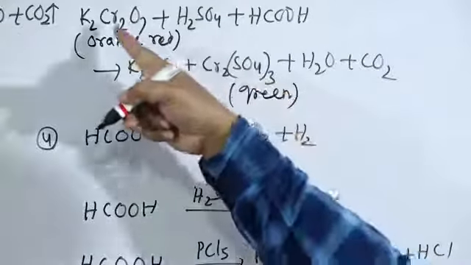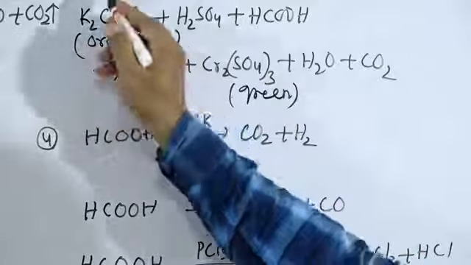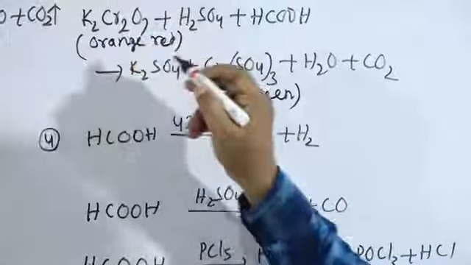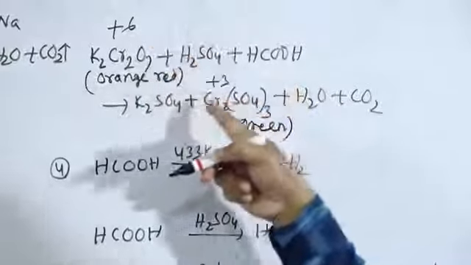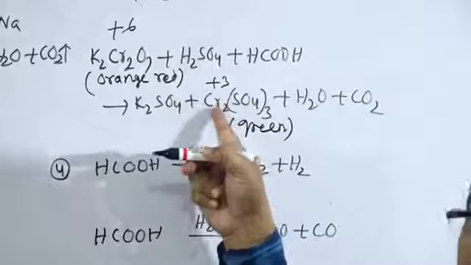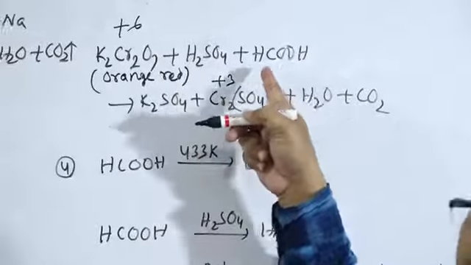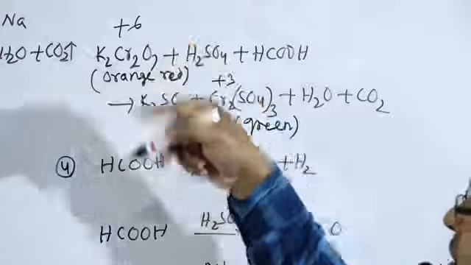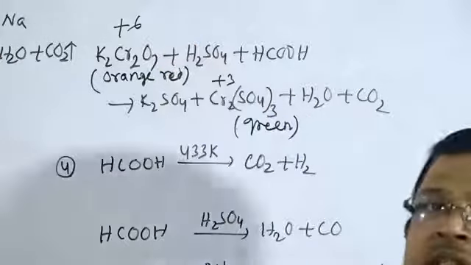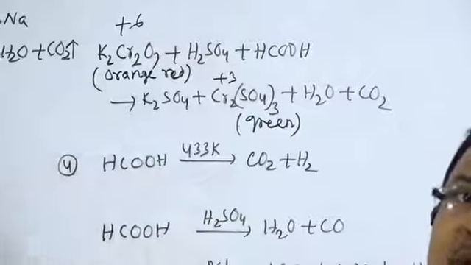In this case, the oxidation state of chromium changes from +6 to +3, meaning a decrease of oxidation number, which is known as reduction, and formic acid will act as a reducing agent. So, the third question: these are the special reactions of formic acid.